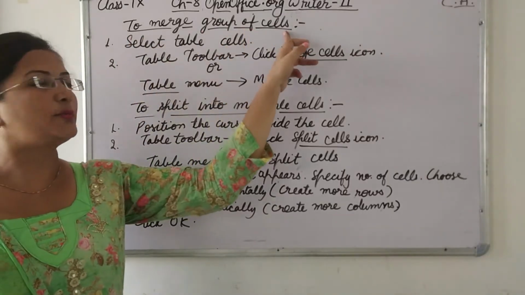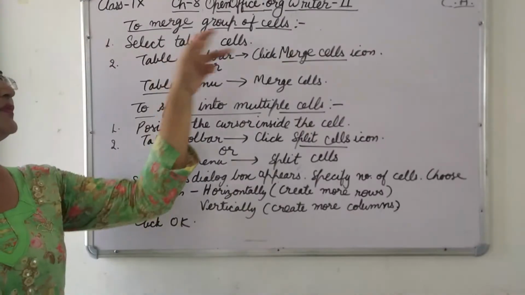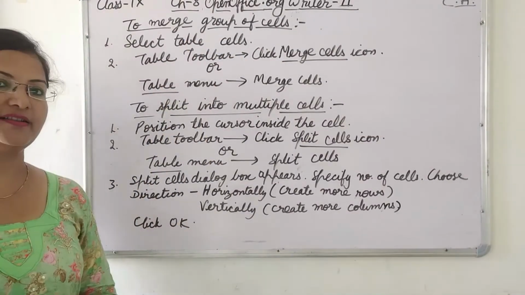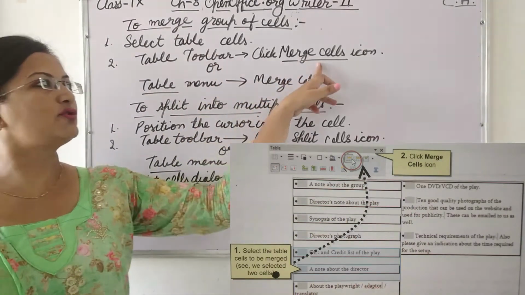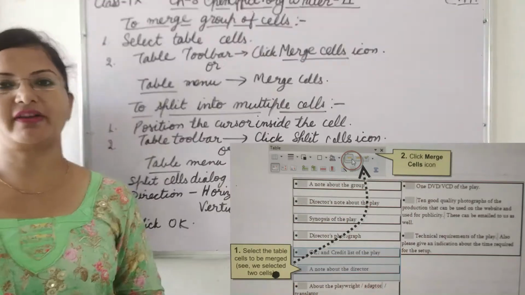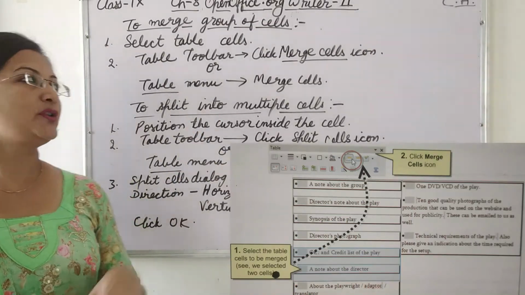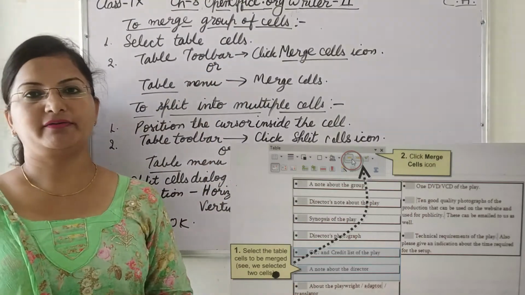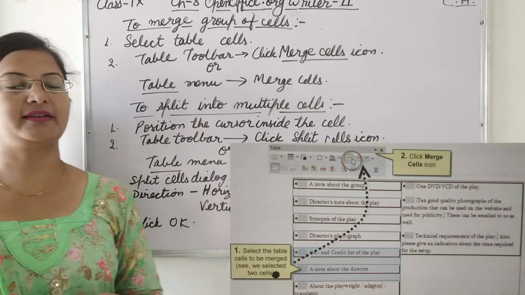Now we will learn how to merge a group of cells. For that we have to select the cells in the table first. Then, in the Table toolbar, you have to choose the Merge Cells icon. When you insert the table, the Table toolbar will appear. From that Table toolbar, which is just below the Standard toolbar, you can select the Merge Cells icon.